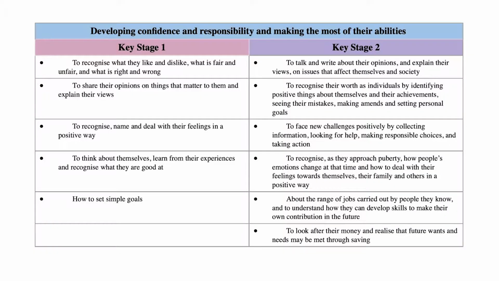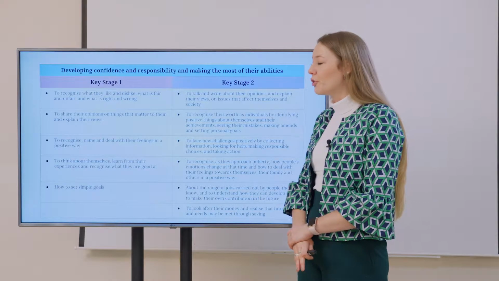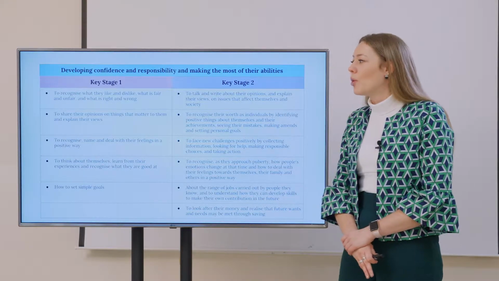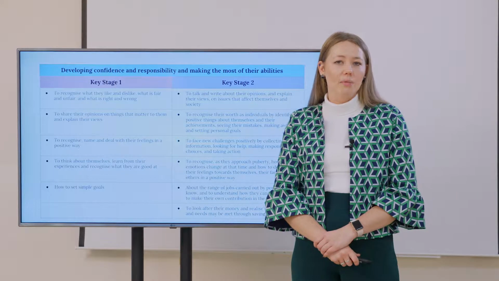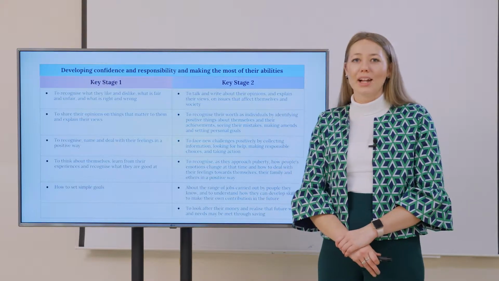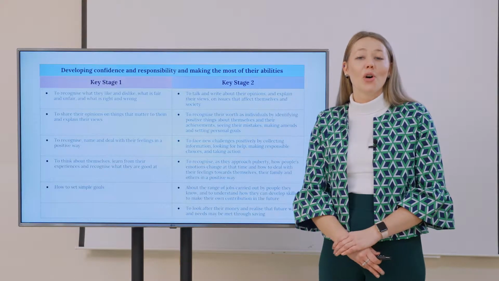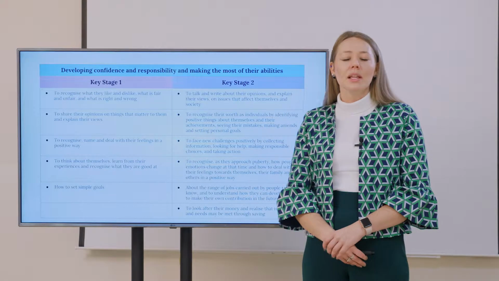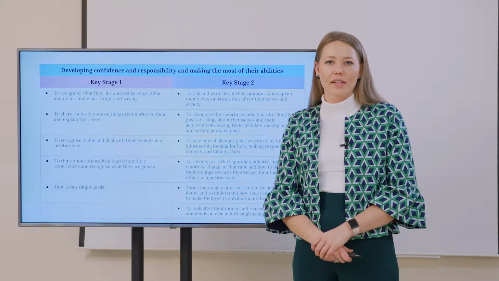As you can see in key stage 1, the first objective for developing confidence, responsibility and making the most of each child's ability is to recognise what the children like and dislike, and to make sure that they understand what is fair and unfair as well as right and wrong. Although this sounds quite simple and you would like to think that most children already know that, it's very important that that is an explicit term and that we make sure that children always understand that.